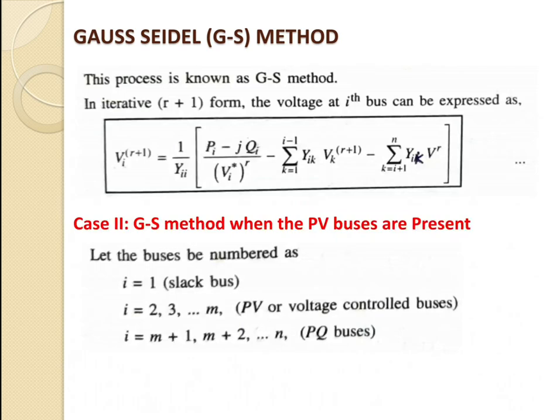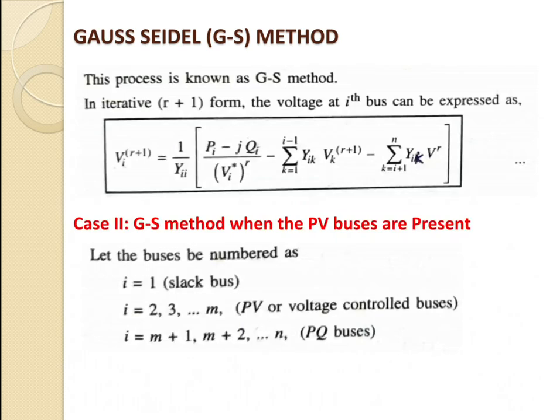In iterative form, the voltage at the ith bus at iteration r plus 1 can be expressed as Vi^(r+1) equals 1 upon Yii, in the bracket Pi minus jQi divided by Vi star raised to r, minus the summation of k equals 1 to i minus 1 of Yik Vk^(r+1), minus the summation of k equals i plus 1 to n of Yik Vk^(r). This is the equation for the GS method.